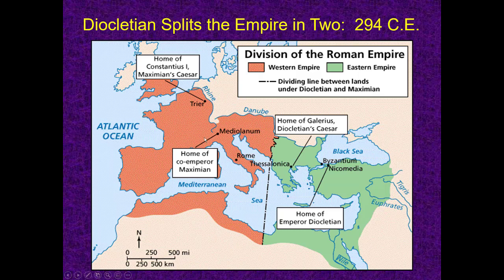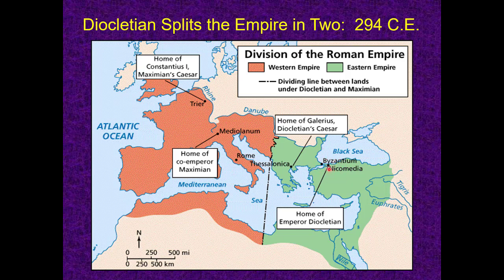So how do the last emperors try to fix this? Okay, there's a guy named Diocletian who is going to split the empire into two pieces. In 294, he's going to try to salvage what's left of the Roman Empire. So he splits the empire up, and you've got a Latin emperor over here, and you've got a kind of Greek style emperor over here.